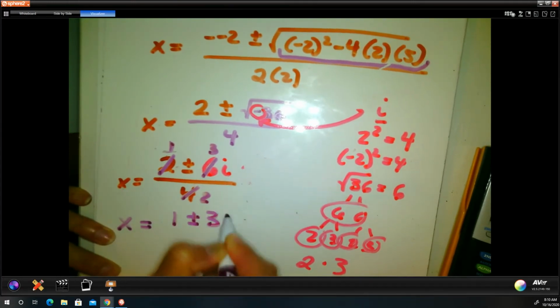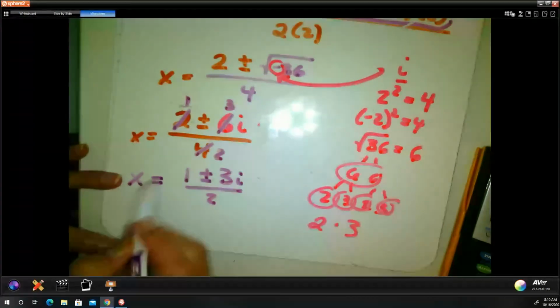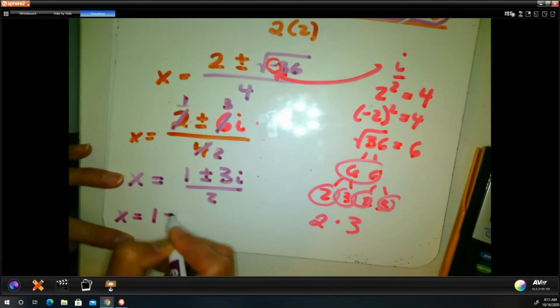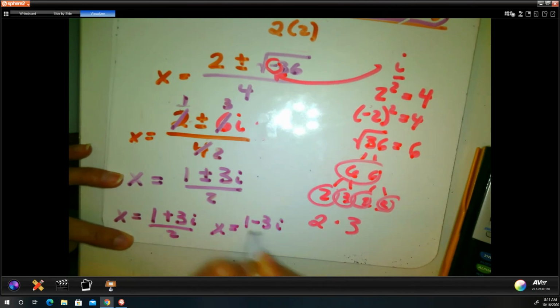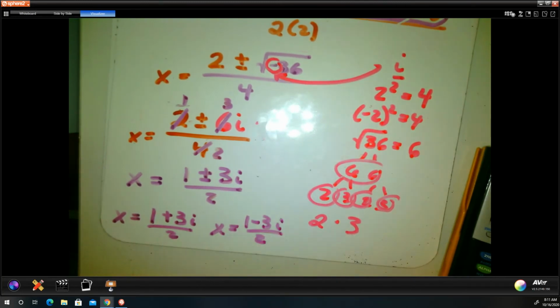1 plus or minus 3i over 2. Or I could write it as two separate solutions, 1 plus 3i over 2 and 1 minus 3i over 2. So that is the answer.